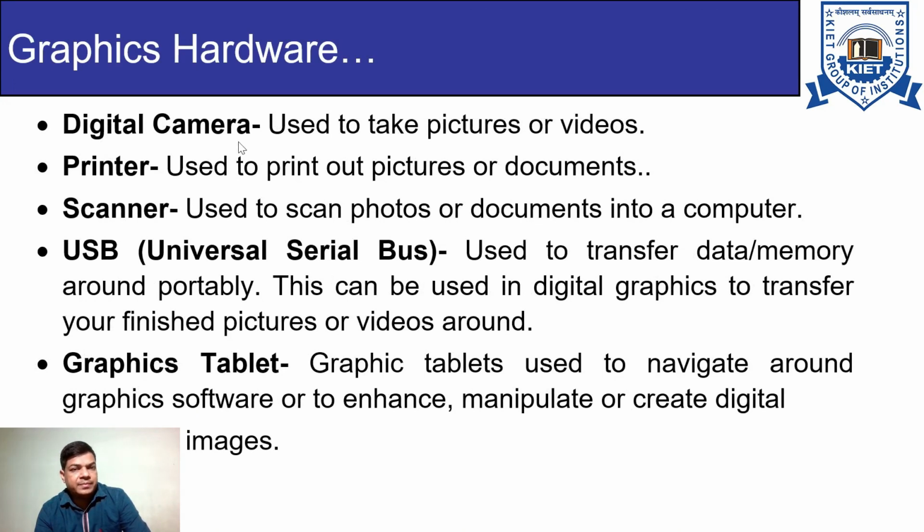Then we could have a digital camera. It could be used to capture pictures or videos. Then for output, we could have a printer. It is used to print out pictures or documents. Then we could have a scanner used to scan photos or documents into a computer. Then for data transfer, we could have USB. And a graphics tablet is used to navigate around graphics software or to enhance, manipulate or create digital images.